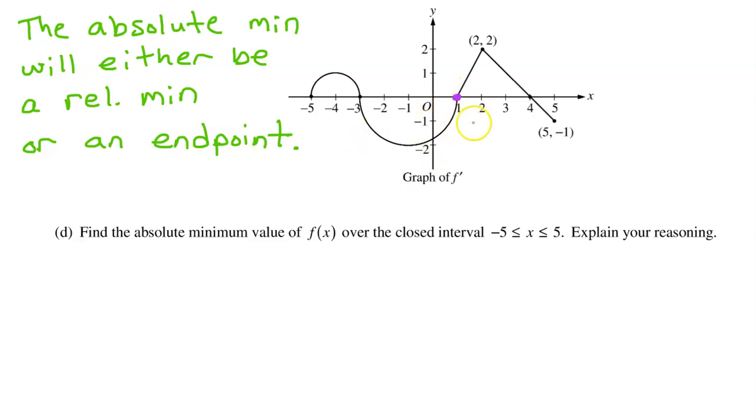Remember that this is the graph of f prime. So x equals 1 is the only location where f prime goes from negative to positive. It goes from below the x-axis to above. So this is the only location of a relative minimum, and the endpoints are -5 and +5. So these are the candidates.